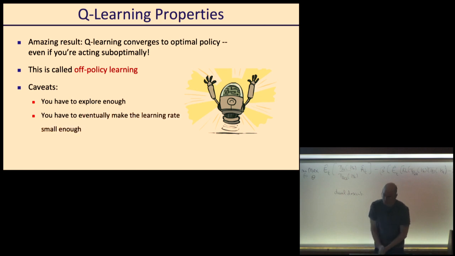So you have to eventually make the learning rate small enough, otherwise it keeps hopping around and doesn't really converge. But assuming you explore enough, meaning you visit every state action pair infinitely often, which is a lot. But that's the technical condition. In practice, just visiting them frequently is good enough. And you make the learning rate go to 0 over time, but not too quickly, because then you don't learn about enough things. You only learn about your early experience. So gradually decay the learning rate.